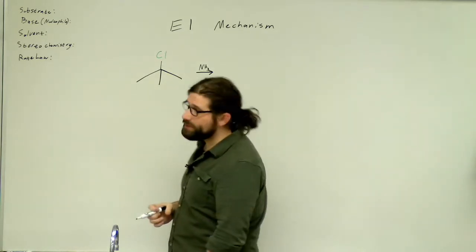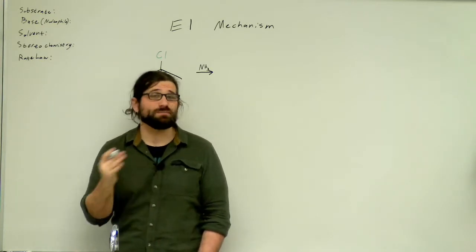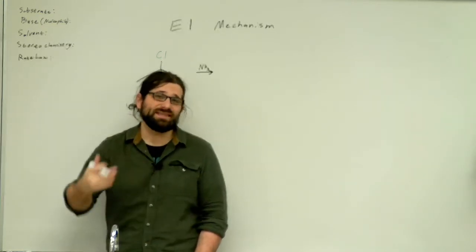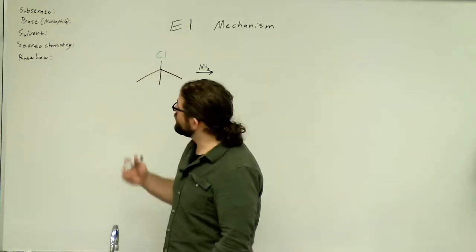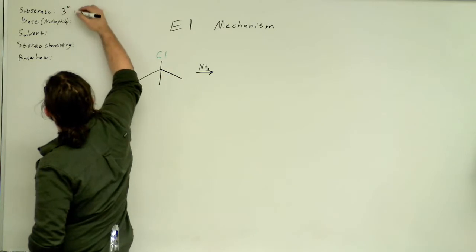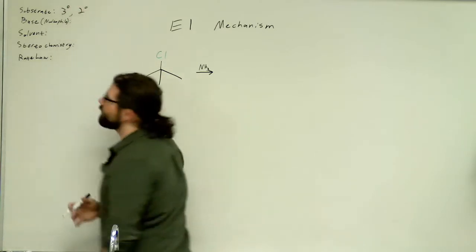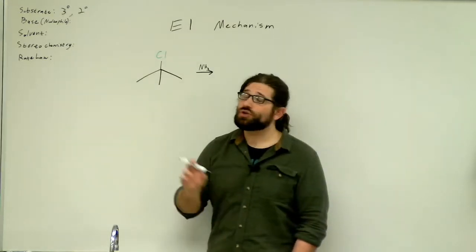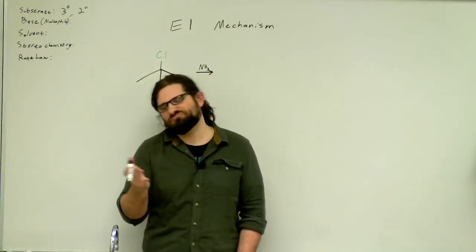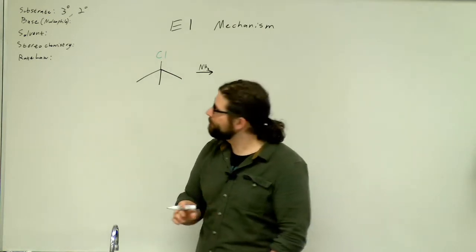Just like we did with the E2, there are certain barriers for the E1, and the E1 has more barriers. It's not as easy to occur. First off, our substrate. We need tertiary substituted or secondary substituted. Those are both okay. Tertiary is great, secondary is, I'll take it. Primary, not going to happen, okay?